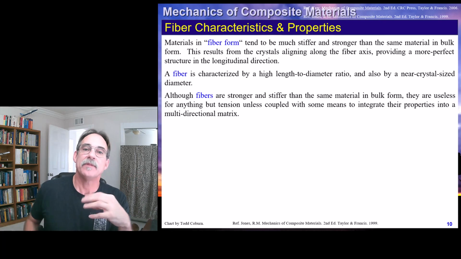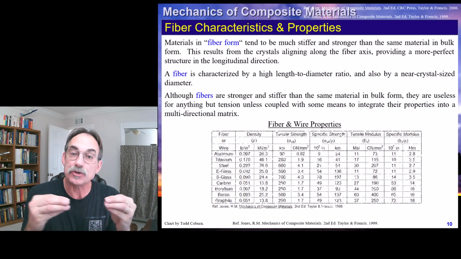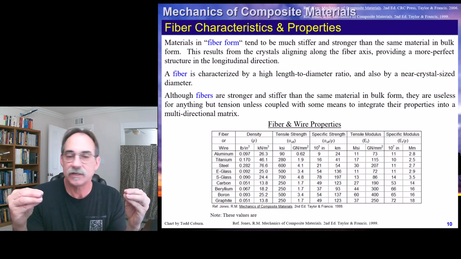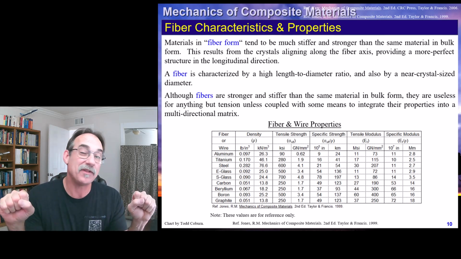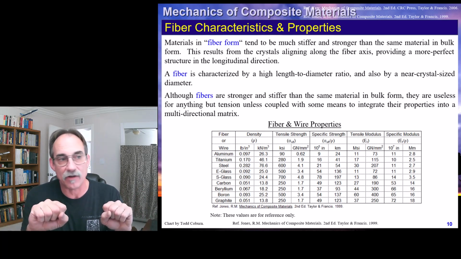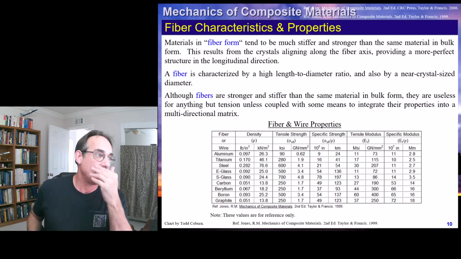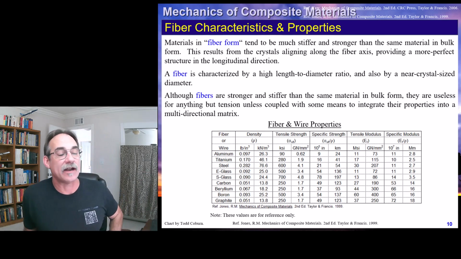So basically, we all have some familiarity with the properties of strings and ropes and things. You pull on them, they're very strong. You push on them, they have almost no strength. You bend them, and they have almost no bending stiffness. That's basically what our yarns and tows are going to be having. And the fibers within them are like that.